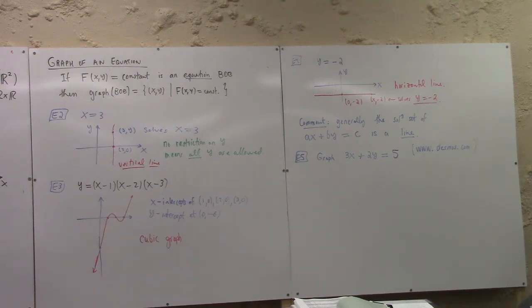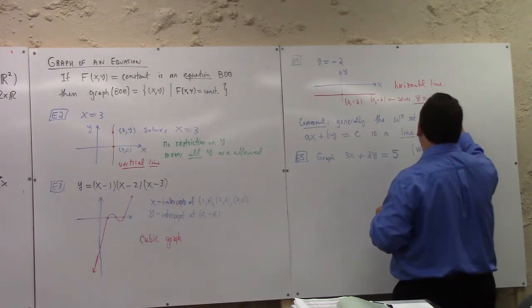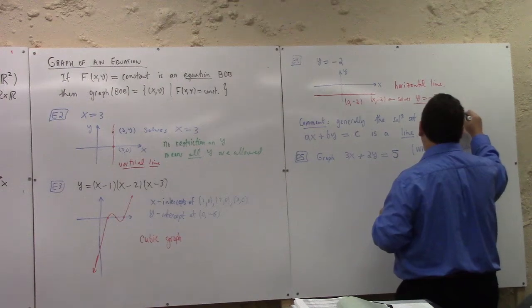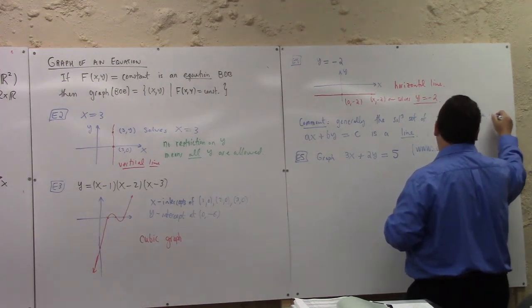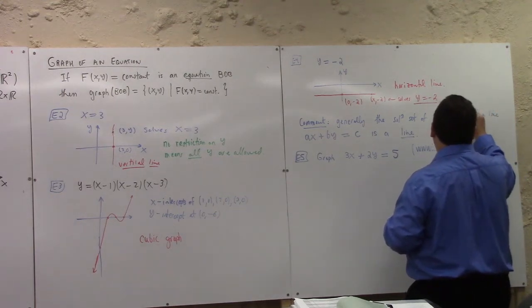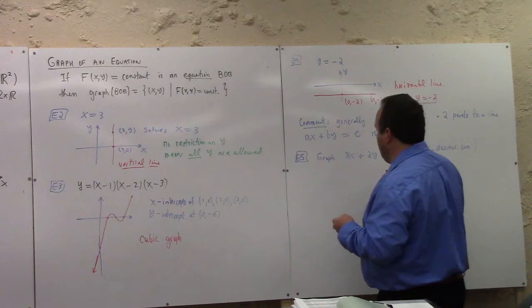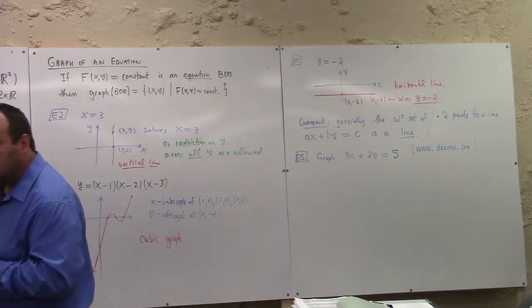If you believe my comment, this is a line. What did you guys learn in math at some point? How many points do you need to fix a line? 2, right? 2 points fix a line. Determine a line, right? So how are you going to find 2 points which solve that equation?